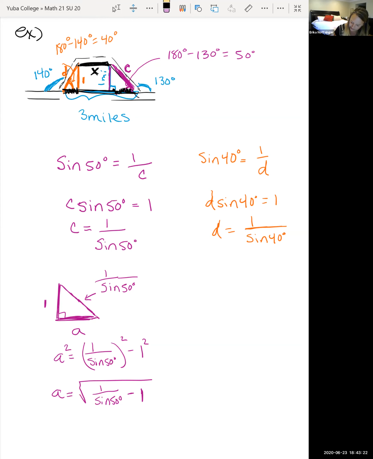Okay, so this is the length of A. And now I want to find the length of this piece over in here of our triangle, that base of the triangle. So I'm trying to figure out what this is. Let's just rewrite our triangle. We thought this was 1. And we just found that this was D, which is 1 over sine of 40 degrees. We don't have B in here, so let's call this B.